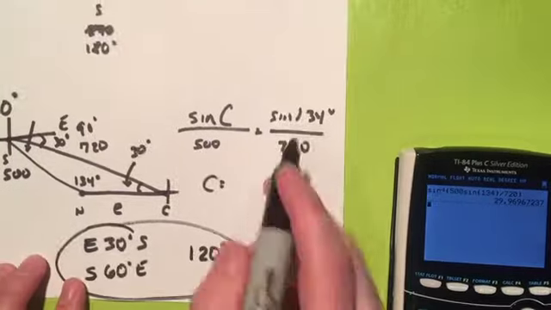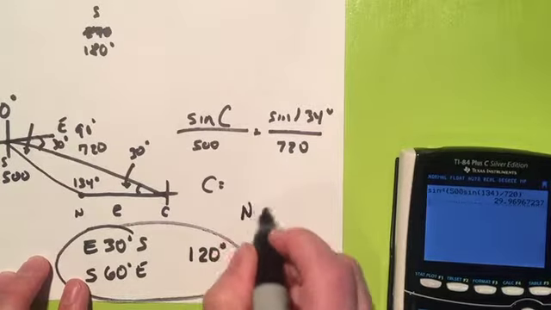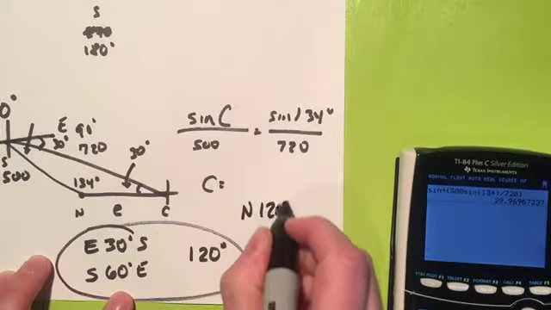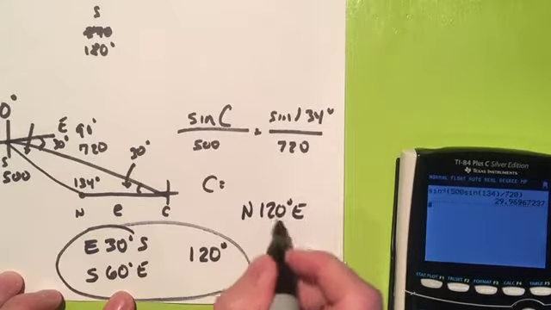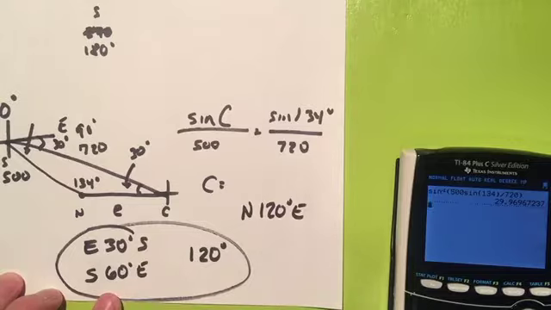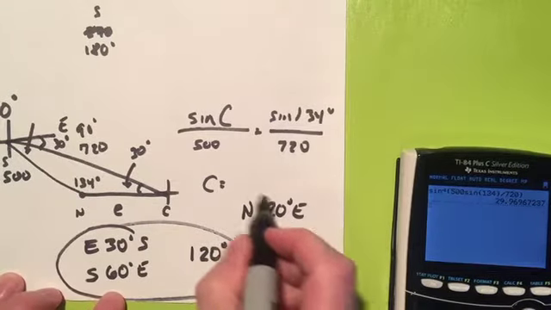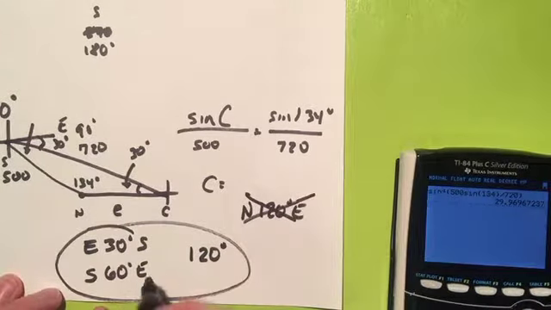Things that do not work would be north, 120 degrees east. It's kind of sloppy using this. When we use the directional indicators, this always needs to be acute. Don't do that. This is good.